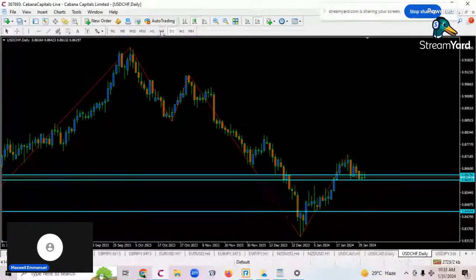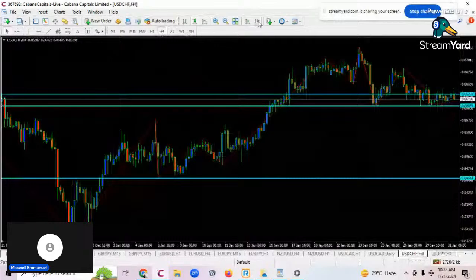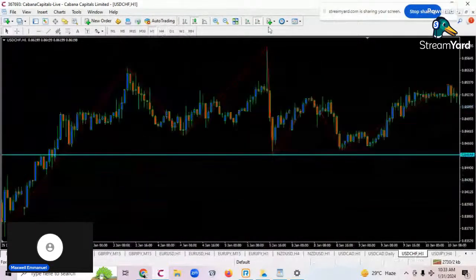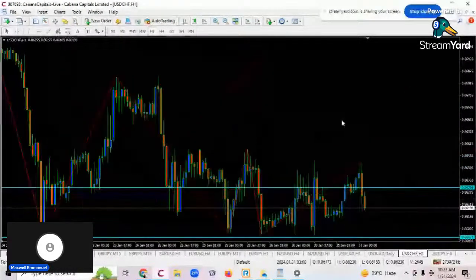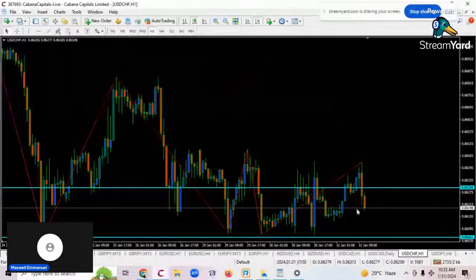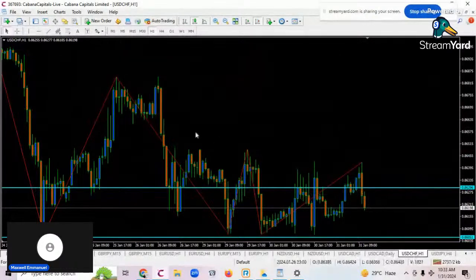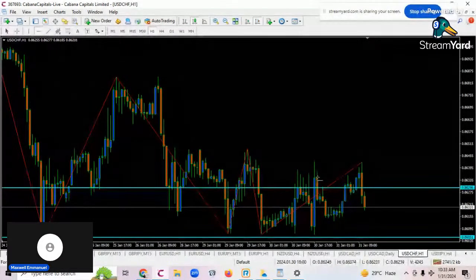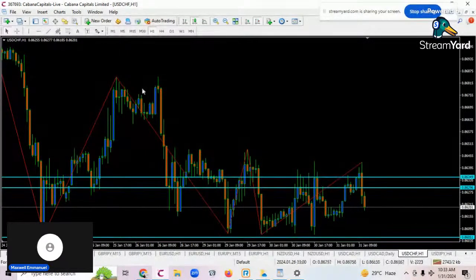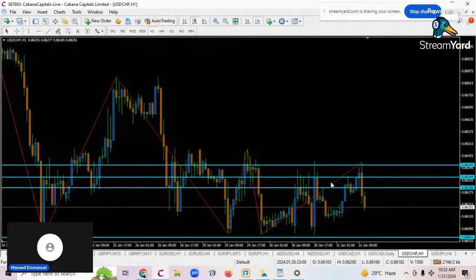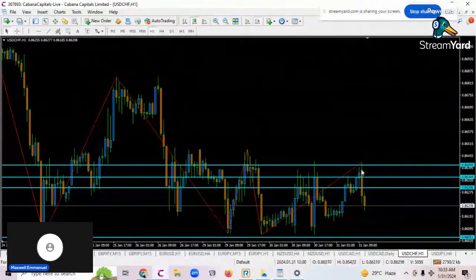Let's go down to the 1-hour. What do we have on the 1-hour? Here's an engulfing pattern on the 1-hour time frame. You can see where that engulfing pattern formed. It formed at the previous resistance level. This resistance zone is the reason for that rejection. I hope that is clear.